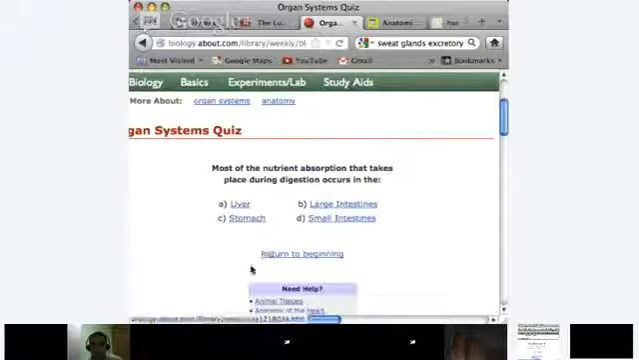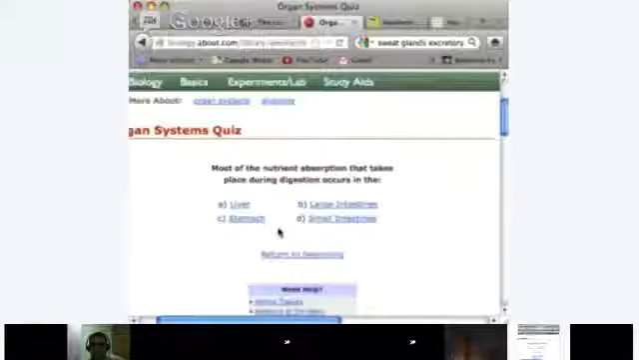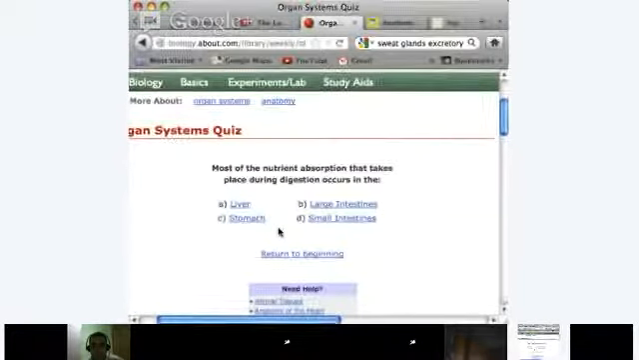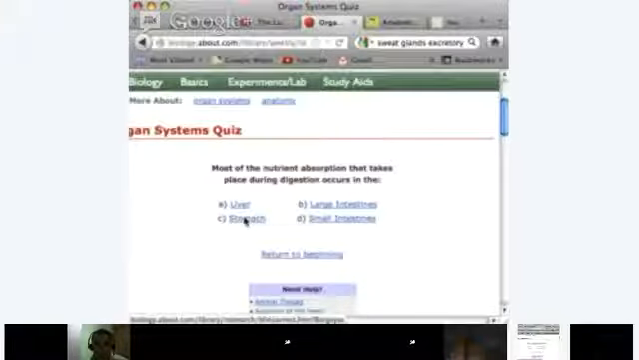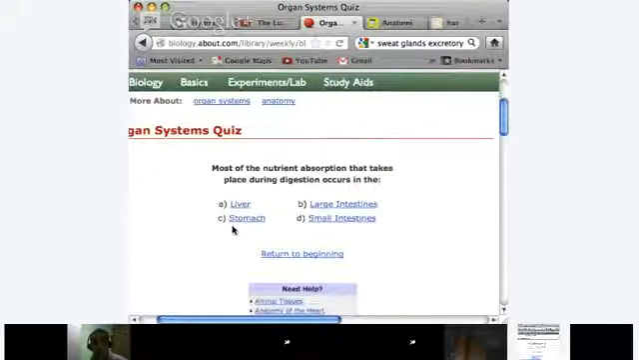Good. Another question says, most of the nutrient absorption that takes place during digestion occurs where? Small intestines. All right, good. You guys listened during the digestive system lesson. Either that or you probably already knew it, which is also good. Most nutrient absorption takes place in the small intestine. A lot of people would answer jejunum.